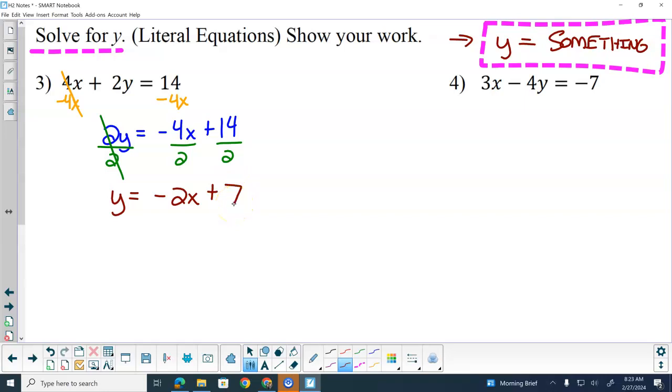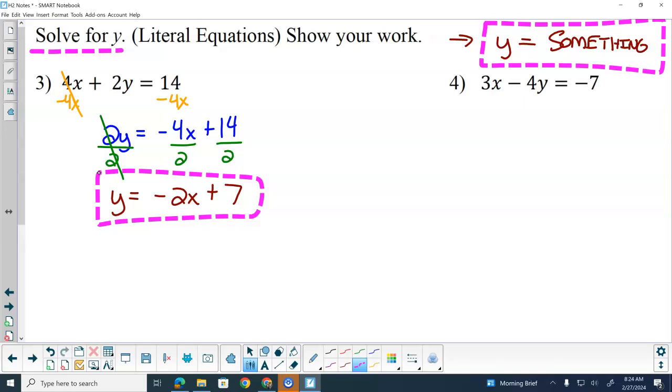Okay. The hardest question of all. Do we have y equals 1? Does it look like this? What's the only thing missing? Okay. Yeah. You just solved your first literal equation.